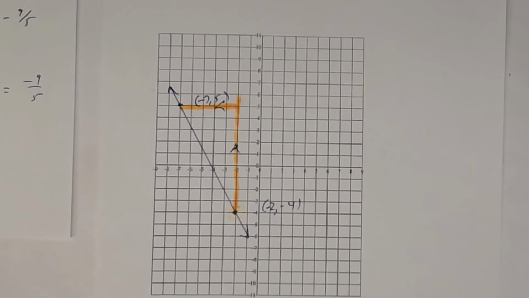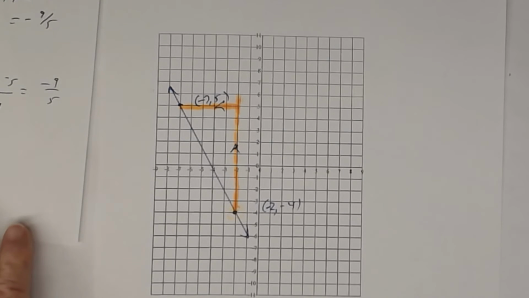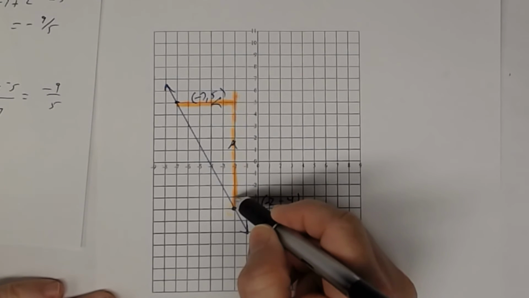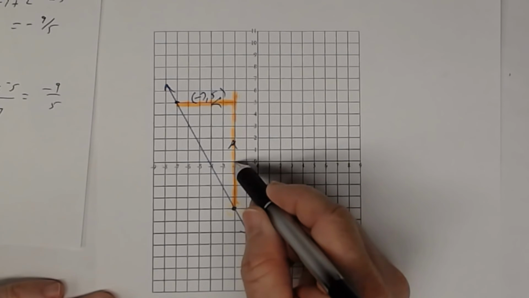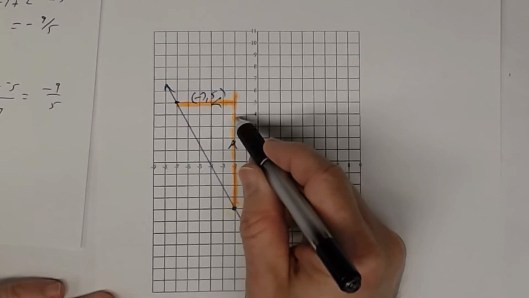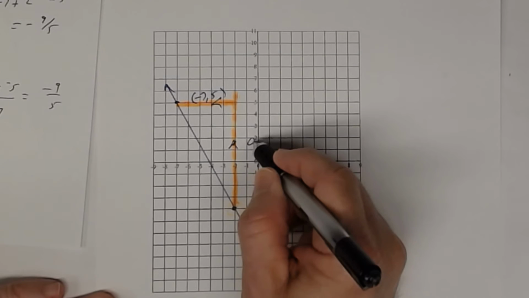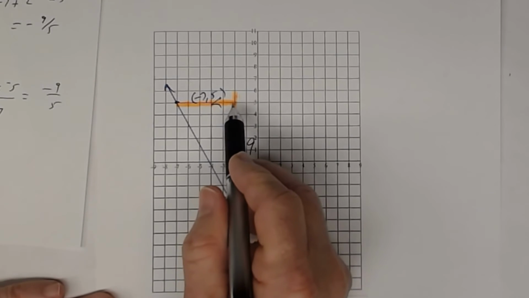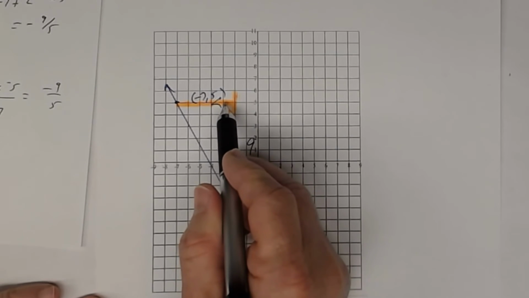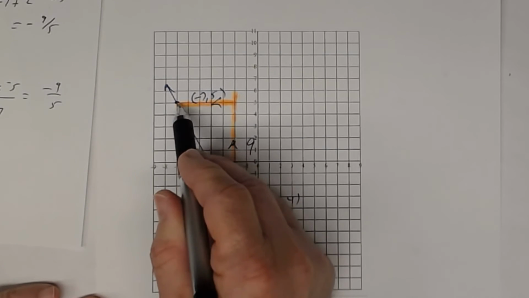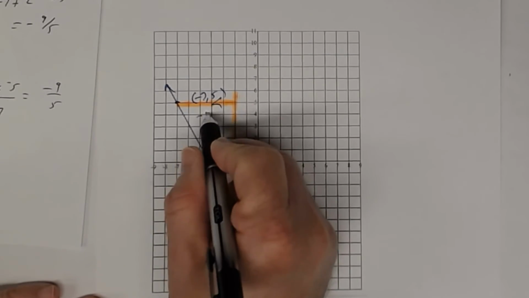So let's count the units. When I count the units, I have 1, 2, 3, 4, 5, 6, 7, 8, 9. But I went up, so that's now positive 9. And then when you go to the left, from here you went 1, 2, 3, 4, 5. But since you went to the left, that's a negative 5.